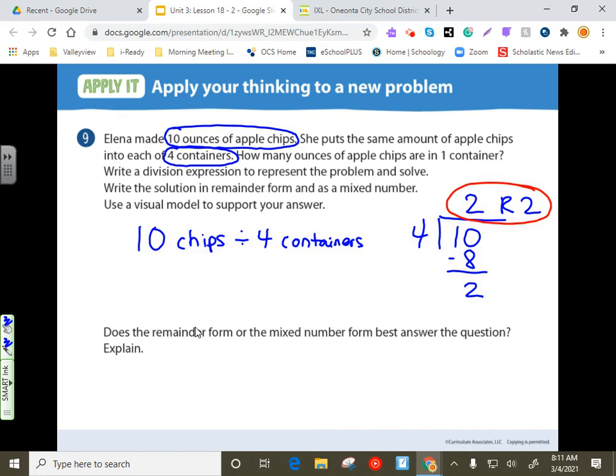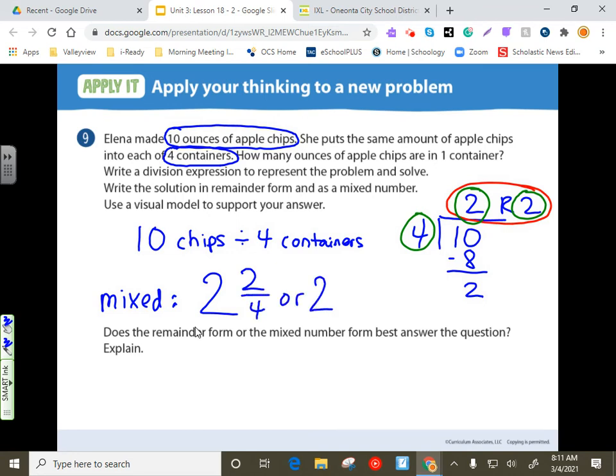So the mixed number, we know the quotient is the whole number. Quotient's the whole number, which is this right here. The fractional part of the mixed number is your remainder over your divisor. And 2 2/4, or we know 2/4 is 1/2. So each container gets 2 2/4, or 2 1/2 ounces of chips.